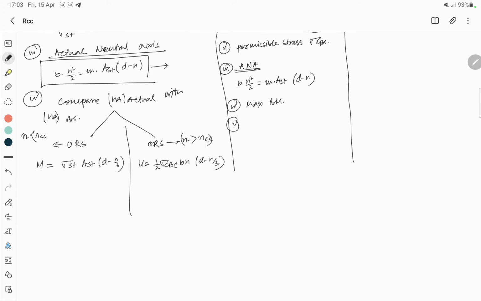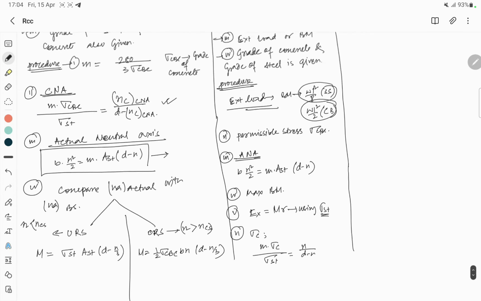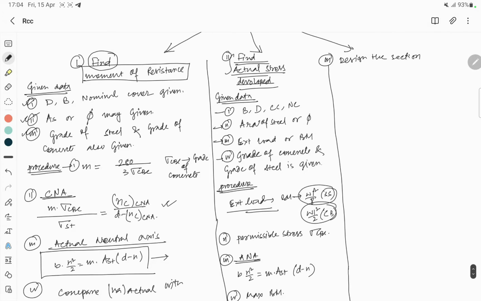Then you have to find out where external moment equals moment of resistance, and using the sigma ST formula, and then to find out the sigma C, you have to apply the sigma ST value in this formula, M into sigma C by sigma ST equal to N by D minus N. So this is the process to find the actual stress developed in the beam.